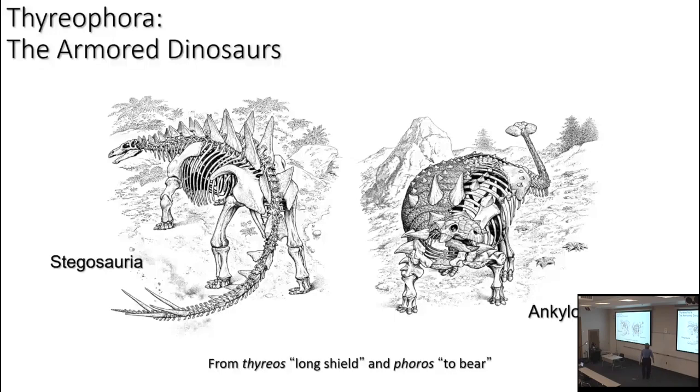So in the late 19th, early 20th century, around then, a paleontologist thought the shield bearer would be a good name for a group of armored dinosaurs. And the two major divisions, as you see here, the stegosaurs and the ankylosaurs.